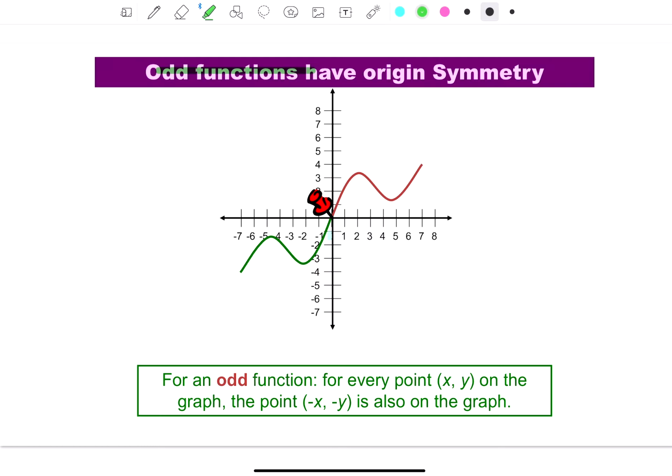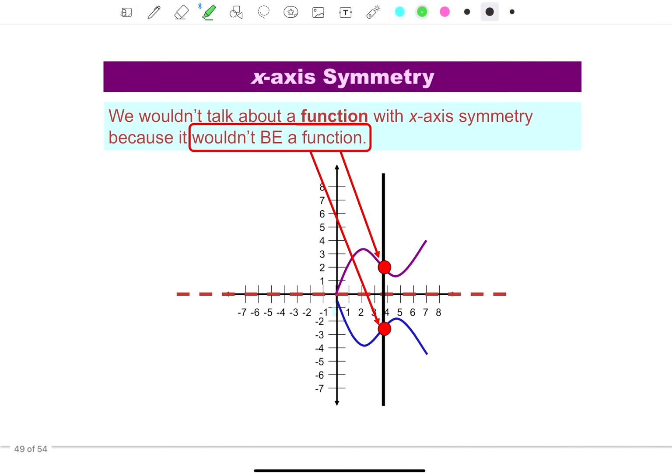Odd functions have origin symmetry. That means if I rotate a piece of the graph by 180 degrees, my graph will remain the same. So if we rotate it by 180 degrees, we will get the same graph back. For an odd function, if (x, y) is on the graph, (negative x, negative y) is also on the graph.